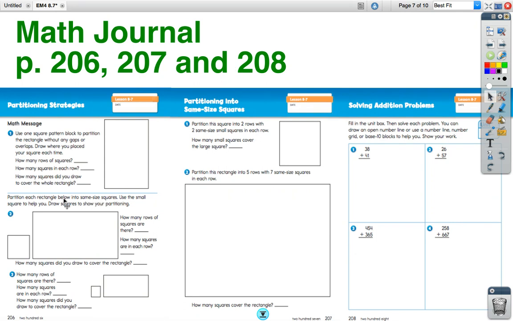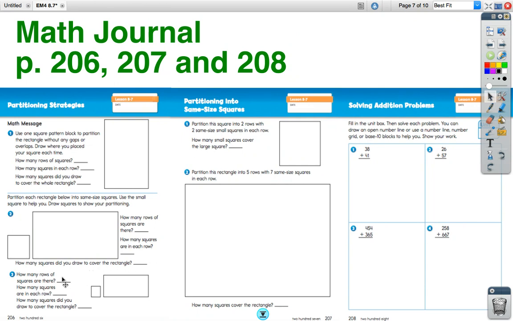You'll complete the morning message pages, page number 2 and number 3. For number 2, partition each rectangle below into same-size squares. Use the small square to help you. Draw squares to show your partitioning. How many rows of squares are there? How many squares are in each row? And how many squares did you draw to cover the rectangle?